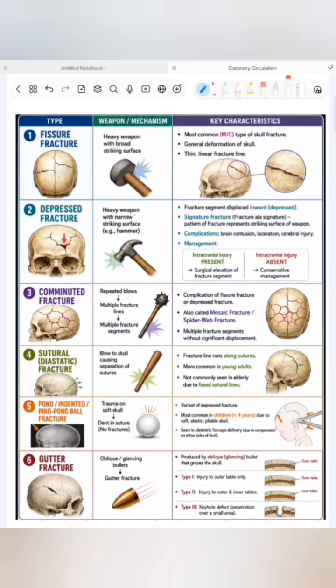Pond or indented fracture is basically a type of depressed fracture in children which happens due to indentation into the skull. It is usually seen in obstetric forceps delivery due to compression on either sides of skull. Gutter fracture is caused due to oblique glancing bullets.